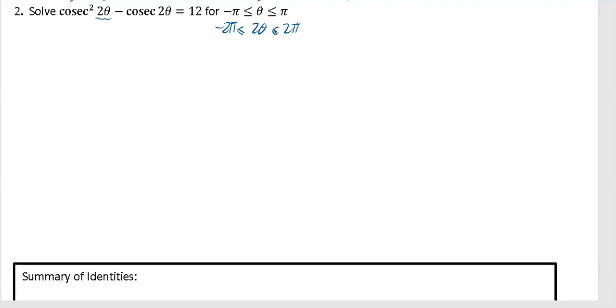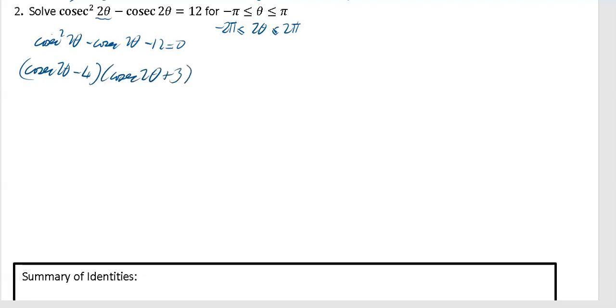Let's have a look and see. We will just bring everything to one side. We'll have cosec squared 2 theta minus cosec 2 theta minus 12 is equal to 0. That's an easy one to factorize. It's cosec 2 theta minus 4 upon cosec 2 theta plus 3 is equal to 0, which means cosec 2 theta equals 4, or cosec 2 theta equals minus 3.